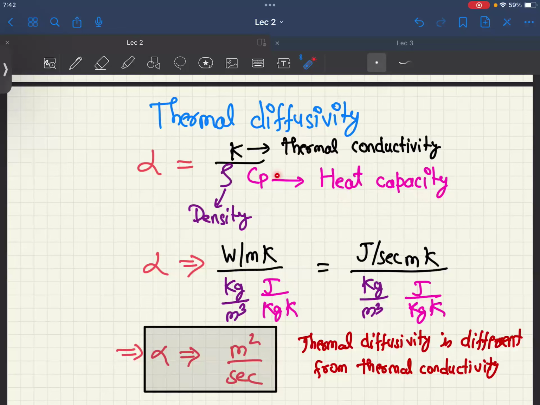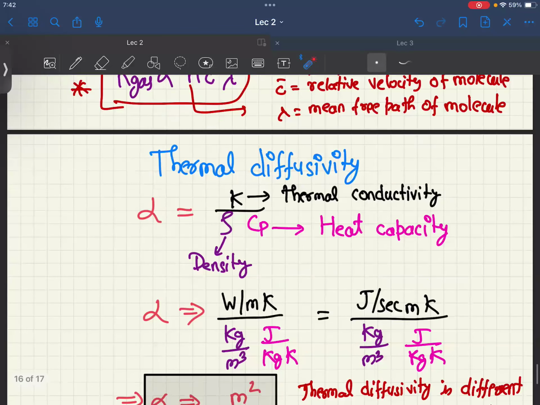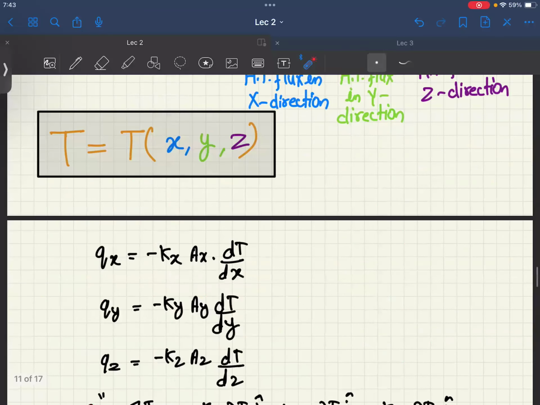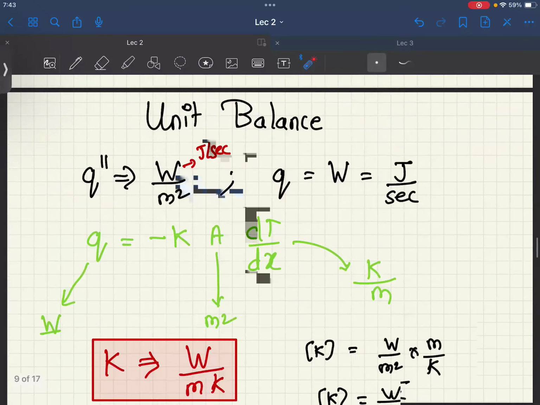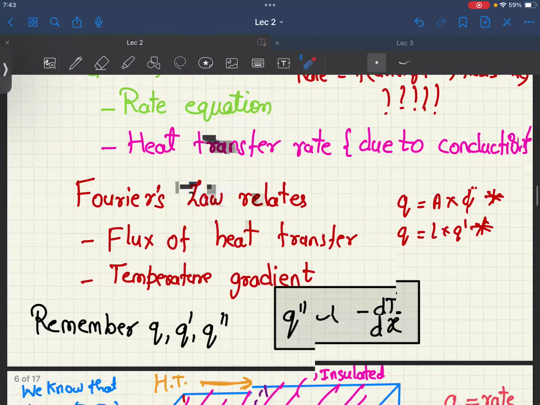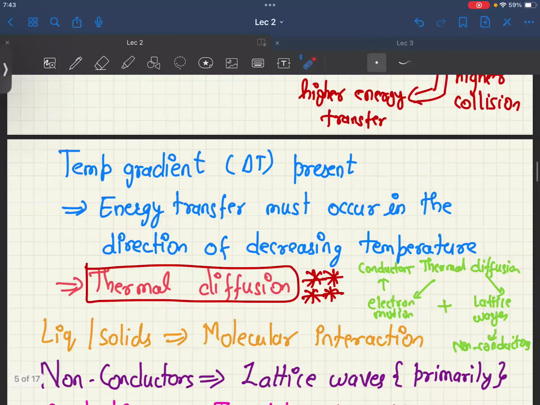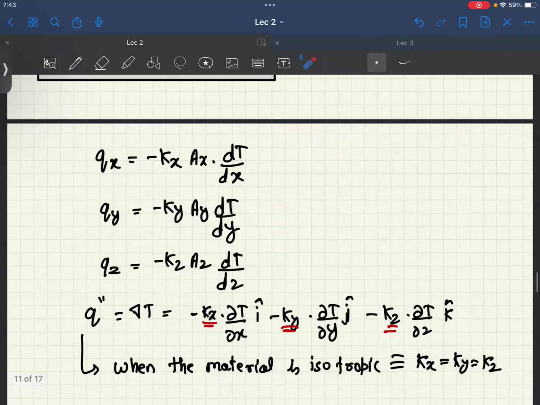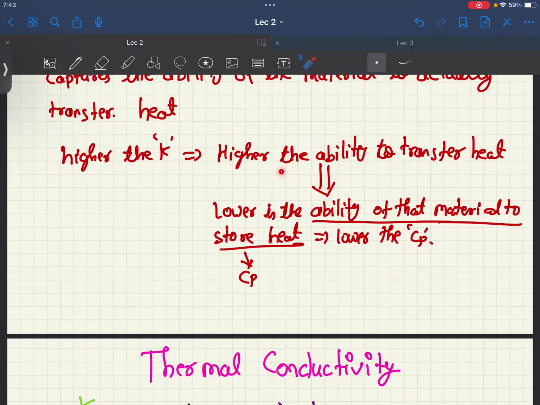So now what does this explain? I said earlier that thermal conductivity is nothing but the ability of a material to transfer heat, whereas rho cp is what we mentioned here, right? Where is it? Yeah, k means the higher the ability of the material to transfer heat, whereas cp is what? The ability of that material to store heat.